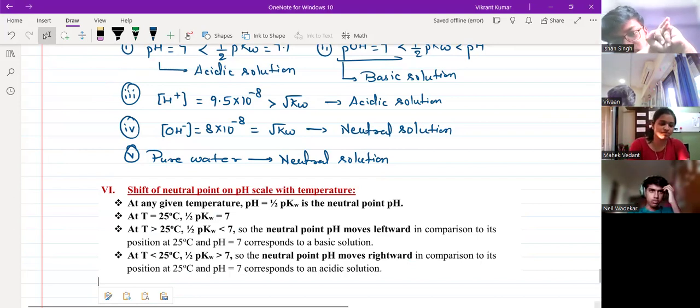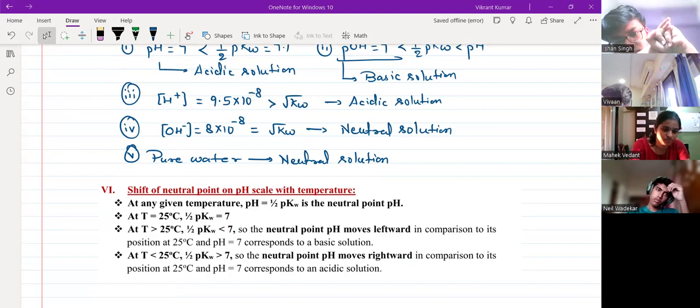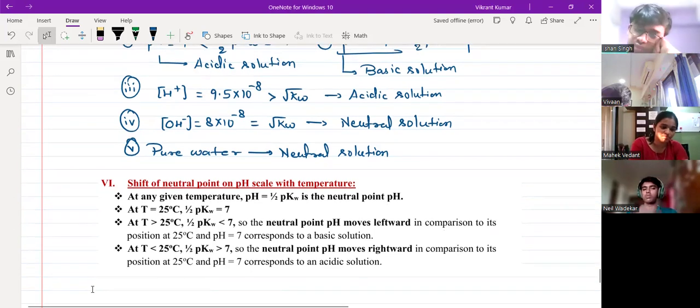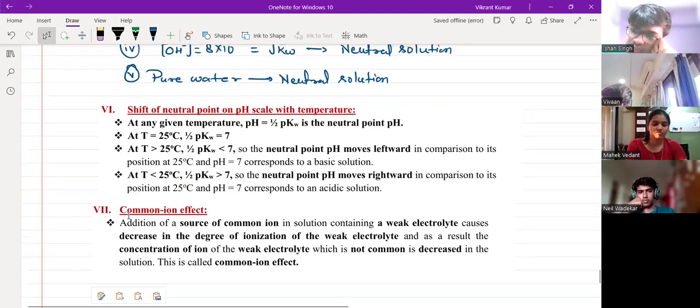There are two phenomena which we will be talking about again. An old thing, already told, but coming with a new name. What is that? This is called common ion effect. What is common ion effect? So I'll give you an example, then we'll talk about this.